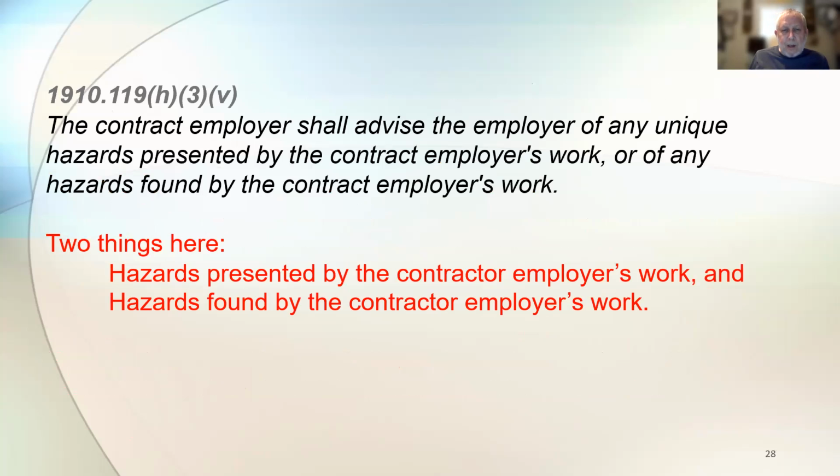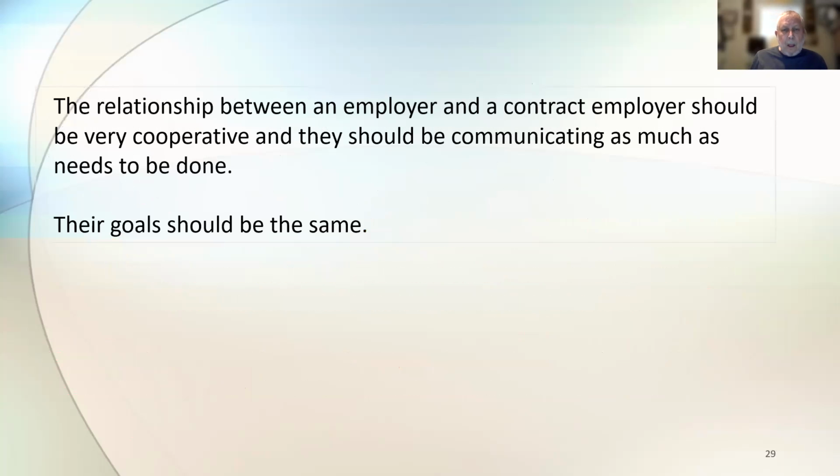The contract employer shall advise the employer of any unique hazards presented by the contract employer's work, or of any hazards found by the contract employer's work. Two things here: hazards presented by the contract employer's work and hazards found by the contract employer's work. So if they bring any hazard, they've got to let you know. If they find something that's a hazard, they've got to let you know. The relationship between an employer and a contract employer should be very cooperative, and they should be communicating as much as needs to be done. Their goals should be the same. So you should have good communication with any contractor that comes on your site.